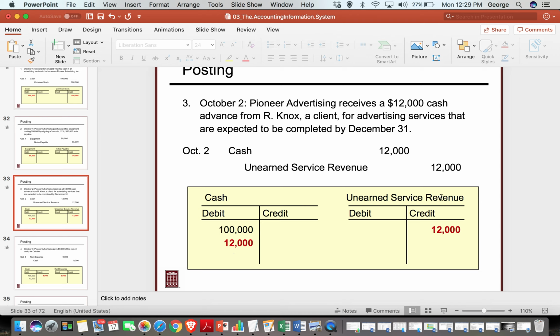Of course, in this account, normally we'll do an adjusting entry at the end of the year, when we'll note that this unearned service revenue has been earned. So we'll debit unearned service revenue for $12,000, credit revenue for $12,000 at that point. But we don't record revenue until it's been earned.